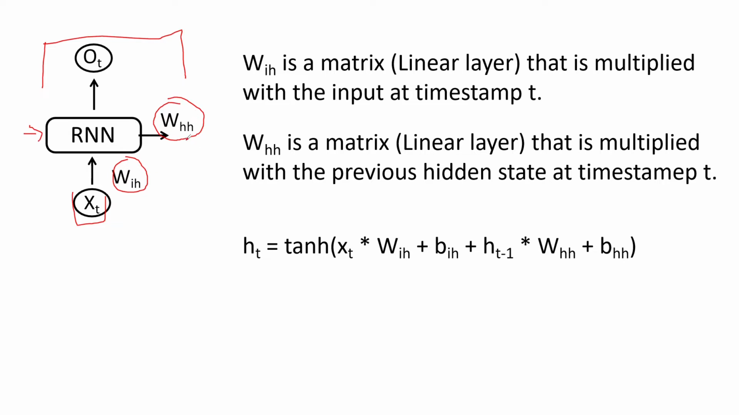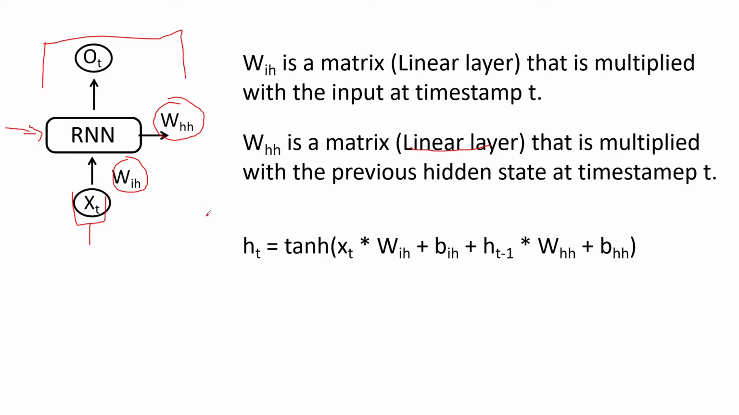So WIH, or weights of input to hidden, is a matrix that is a linear layer, as we have seen, nn.Linear, that is multiplied with the input at timestamp t. So this is the input at timestamp t, and this one is the weight matrix, or the linear layer. Now WHH, which is this one, is also a matrix or linear layer that is multiplied with the previous hidden state. The previous timestamp's state comes from here, and this will be multiplied by WHH.